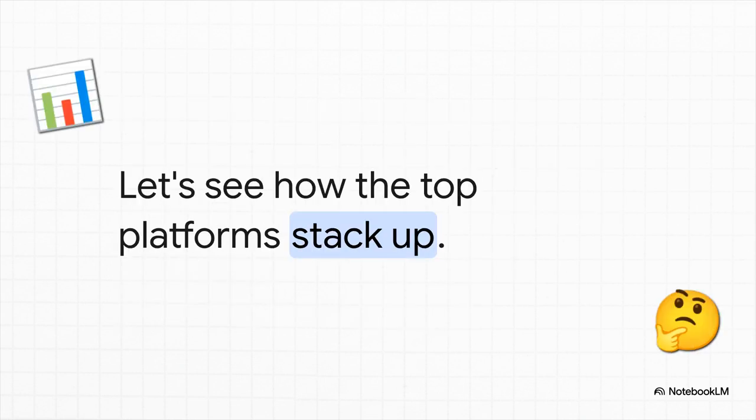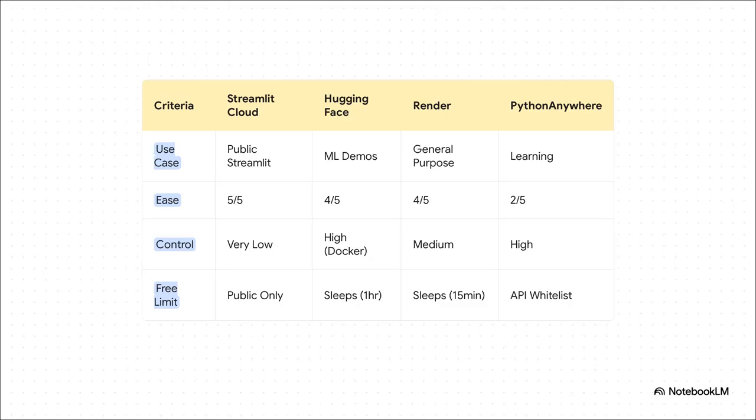To help make this choice a little bit easier, we've put together a quick comparison matrix. This should help you see at a glance which one might be the best fit for what you're trying to build. Let's just walk through this. If you have a Streamlit app and just want it online like right now, Streamlit Cloud is an absolute no-brainer. It's insanely easy. If you're building a public machine learning demo, Hugging Face is the community hub. For more general-purpose apps or APIs where you need a bit more control, Render is fantastic. And if you really want to learn the nuts and bolts of how hosting works, PythonAnywhere is an amazing, albeit more involved teacher. But pay very close attention to those free tier limitations. An app that goes to sleep after 15 minutes might be a deal breaker for you.